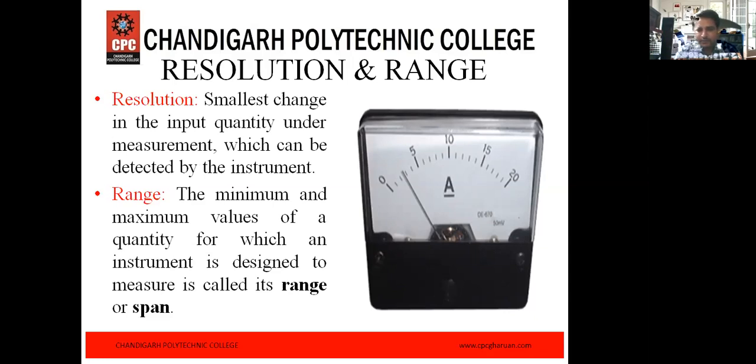In this image, a calibrated scale has been shown in the instrument. The 0 is the minimum range and maximum it can measure up to 20 ampere current because it is an ammeter, and a straight line just below the A symbol shows it is a DC ammeter because a straight line is the symbol of DC. It is the DC ammeter.